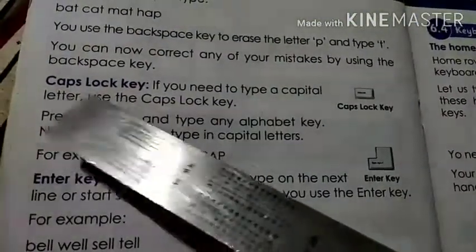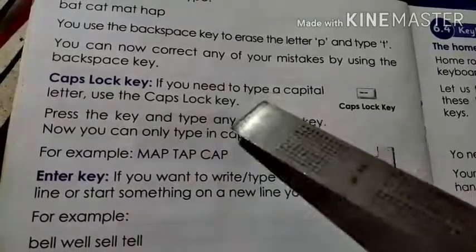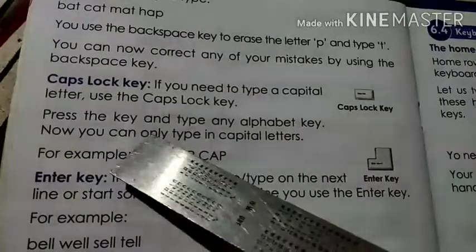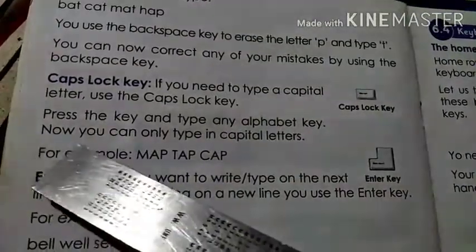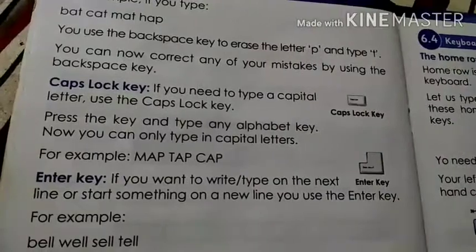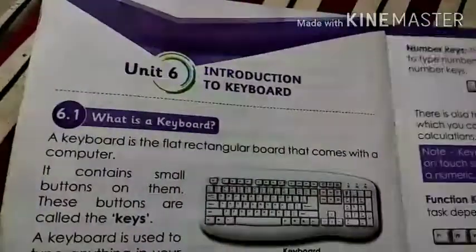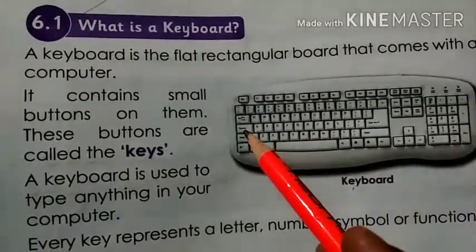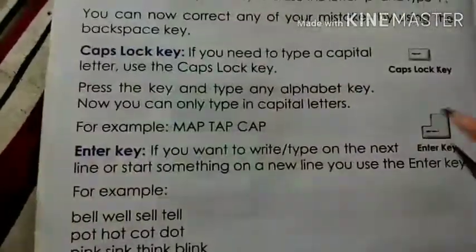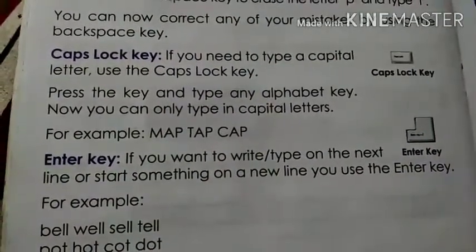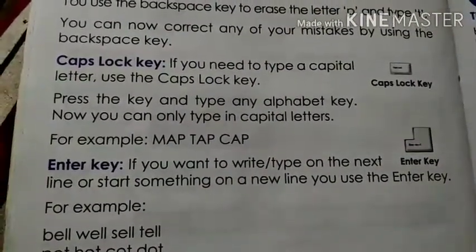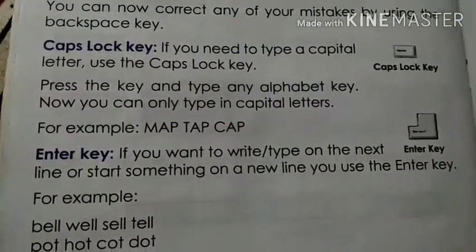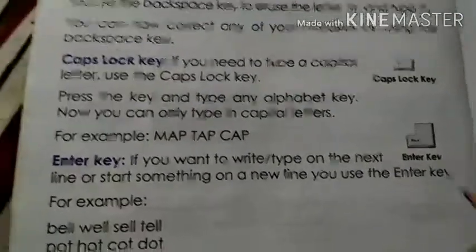The next type of key is the caps lock key. If you need to type a capital letter, use the caps lock key. Press the key and type any alphabet key. Now you can only type in capital letters. This key is on the left-hand side of the keyboard. Here is the caps lock key. This key is used to type letters in capital only. If you want to type your name or anything in capital letters, you can use this caps lock key.